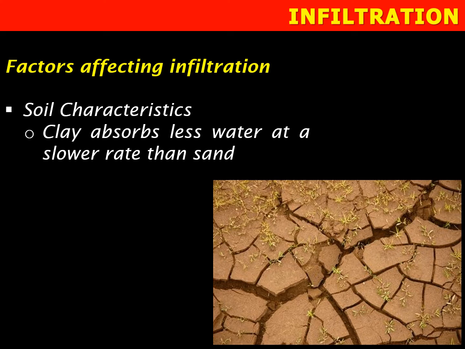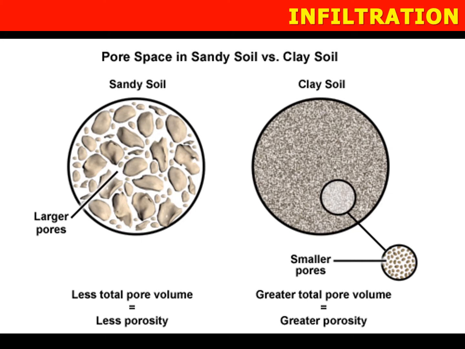The second factor is the soil characteristics. Clay-type soil absorbs less water at a slower rate than sand. This figure explains why the clay-type soil absorbs less water, due to the smaller pores compared to the sand.